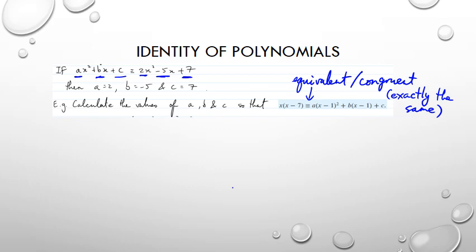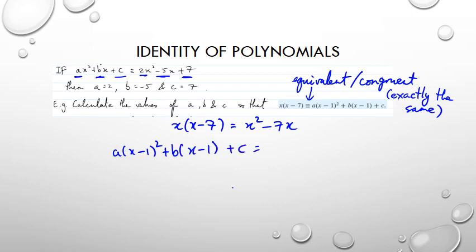Alright, so what you need to do is simply expand all of them, and then you match up your powers. So x times x minus 7, expanding out gives us x squared minus 7x. Then a times x minus 1 squared plus b times x minus 1 plus c. We expand that, we would get a times x squared minus 2x plus 1 plus bx minus b plus c. And I'll expand the first bracket now.